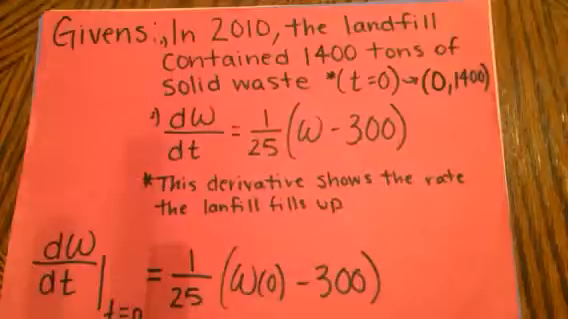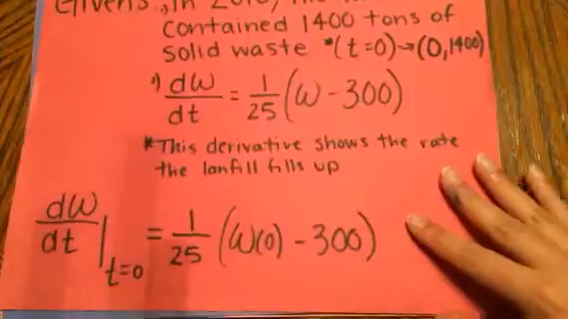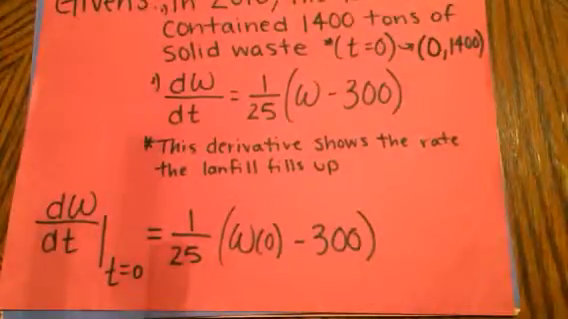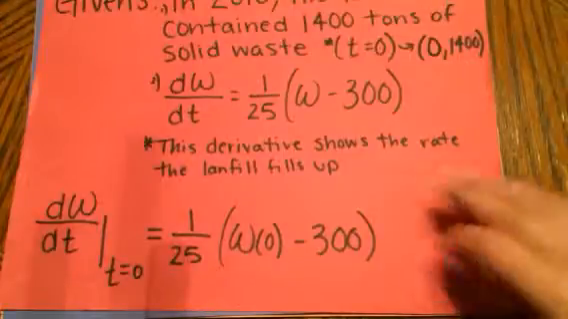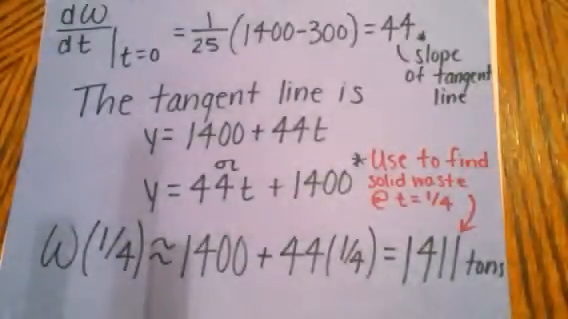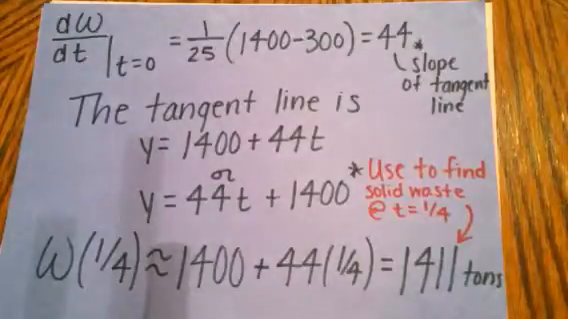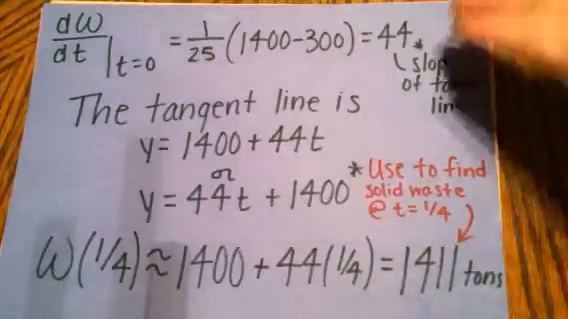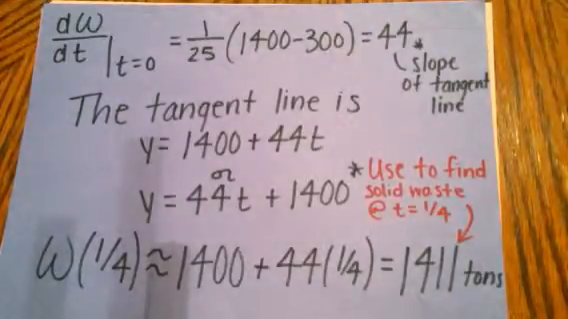Our second given is the derivative of the function W, and this derivative shows the rate the landfill fills up. Now, we have to evaluate the derivative at T equals 0. So we plug in T equals 0 into the function. And since our given was that point (0, 1,400), we are able to just plug in 1,400 here, resulting in 44. Now 44 is the slope of the tangent line.